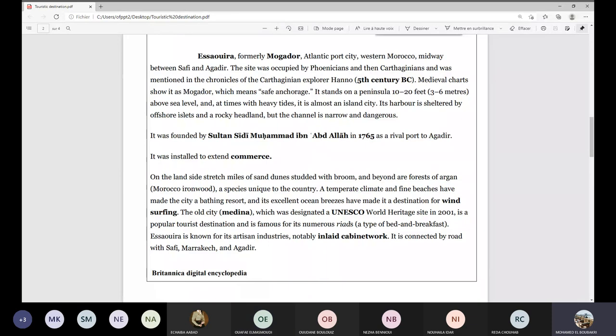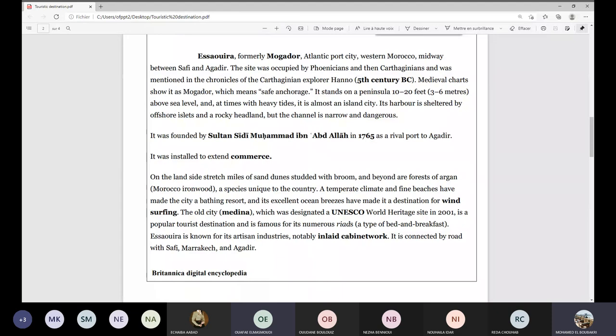That's a nice job. Well, what are the most important items that you can find out from the first paragraph in relation to the history and climate of the city? It was for commerce, sir. Mm-hmm. So at the beginning, it was established to extend commerce. What else? What about its climate? I didn't get it. Okay. What about its geographic site? Yes, it's midway between Safi and Agadir.